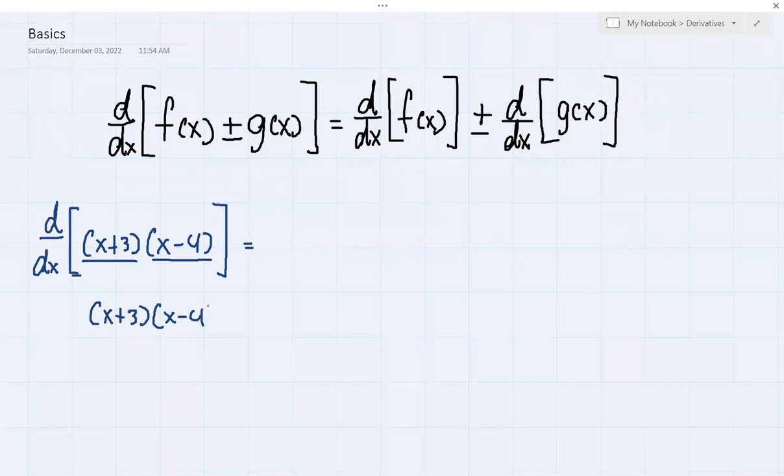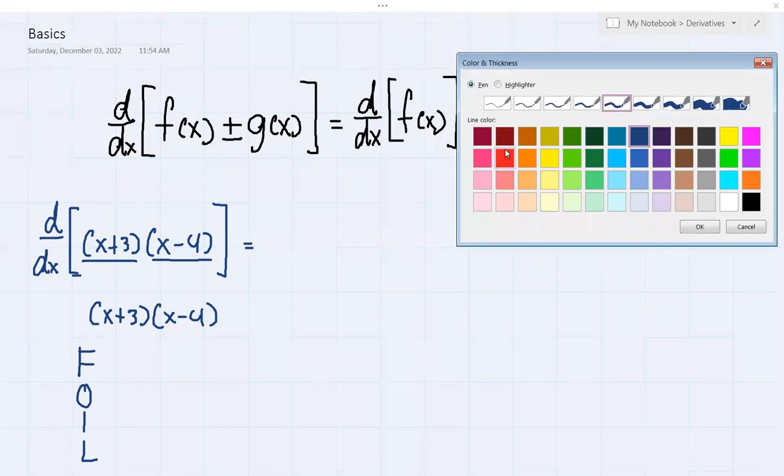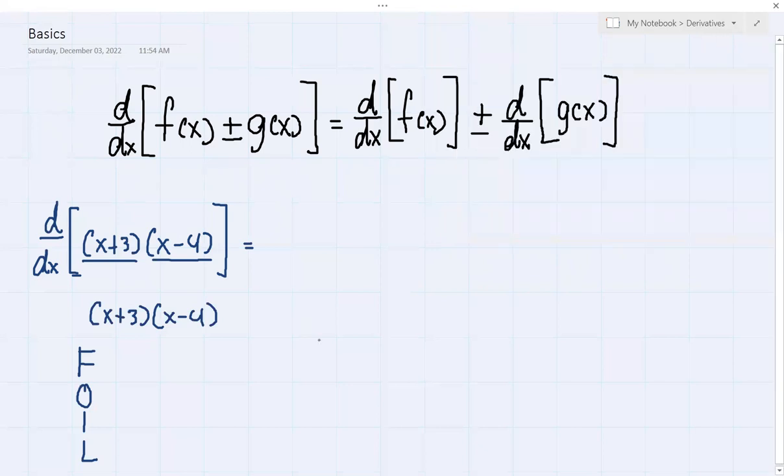Okay? So, remember, pag sabi natin FOIL, we have the letters F, O, I, L. F stands for the first terms. O stands for the outer. I stands for the inner. And L stands for last.